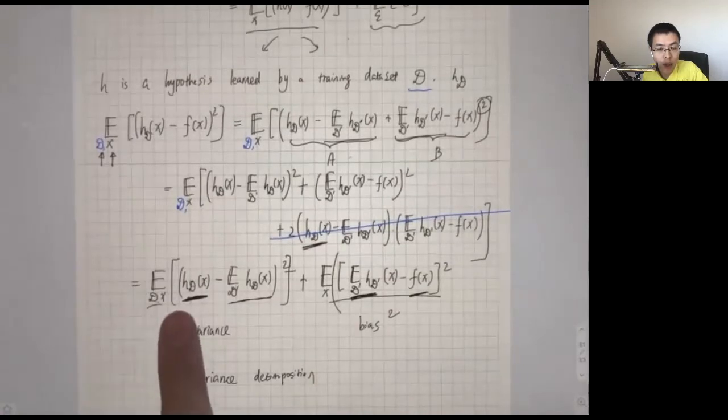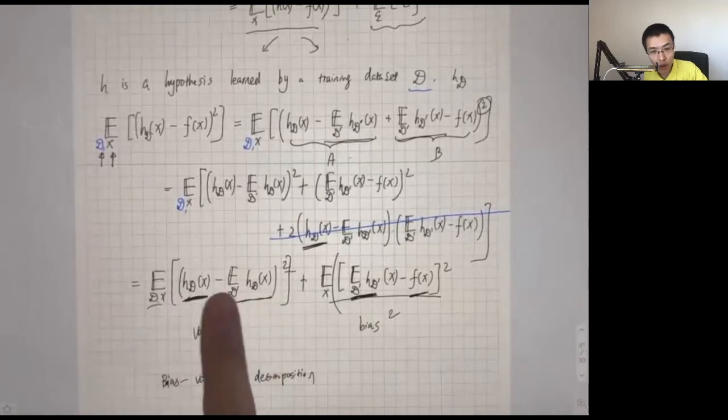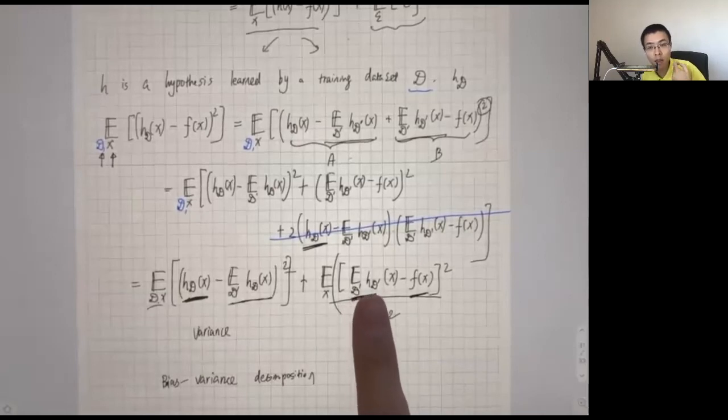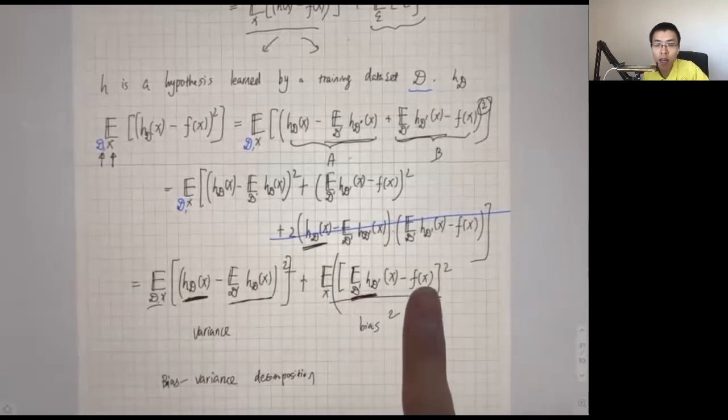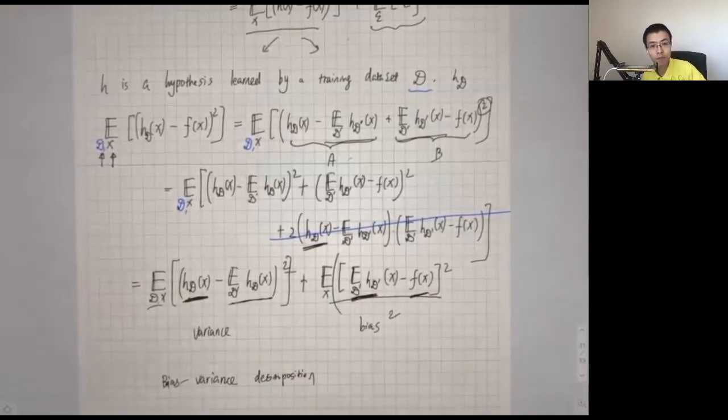So the variance is basically how what you learn for a particular dataset D differs from what you learn by repeatedly learning the hypothesis and taking the average. So this is the variance. And the bias is what you can learn by repeatedly drawing the data set, and I consider the average prediction minus the true prediction. So this is the variance bias decomposition.